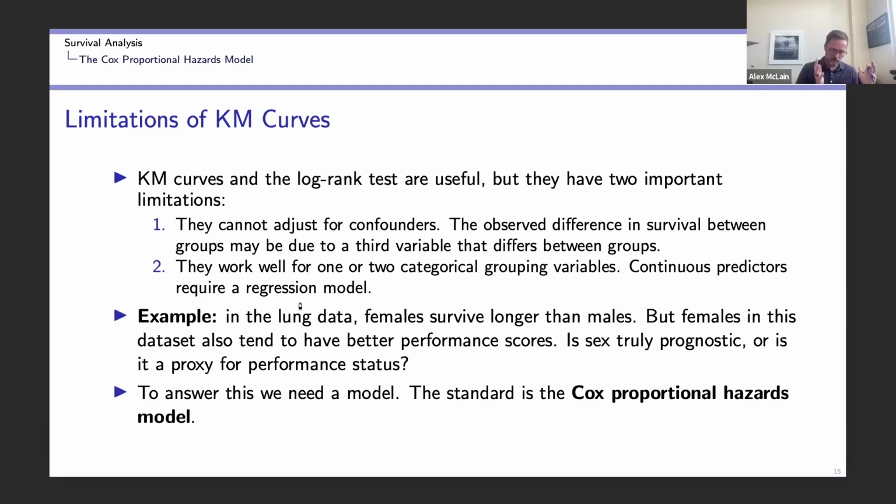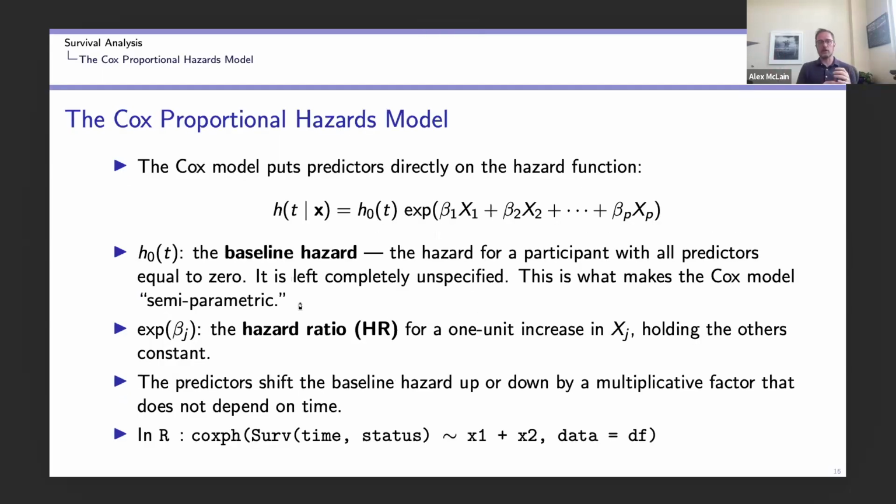So the standard regression model that we use is the Cox proportional hazards model. And we talk about most cited papers in science. The Cox proportional hazards model is right up there with Kaplan-Meier. This is why we introduced the hazard function earlier, because of the Cox proportional hazards model and how it works. What this does is it puts predictors directly on the hazard function.